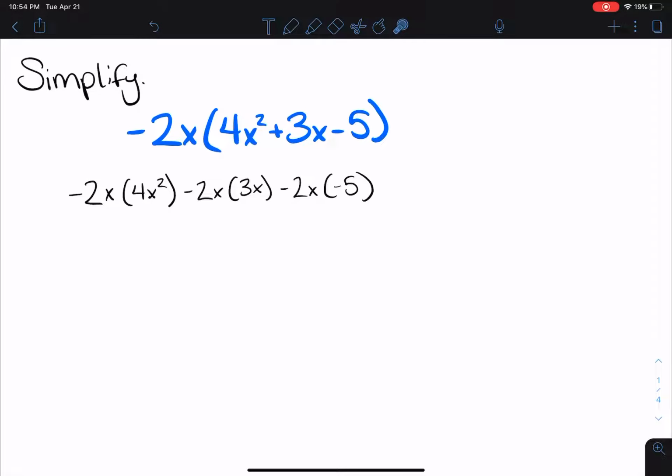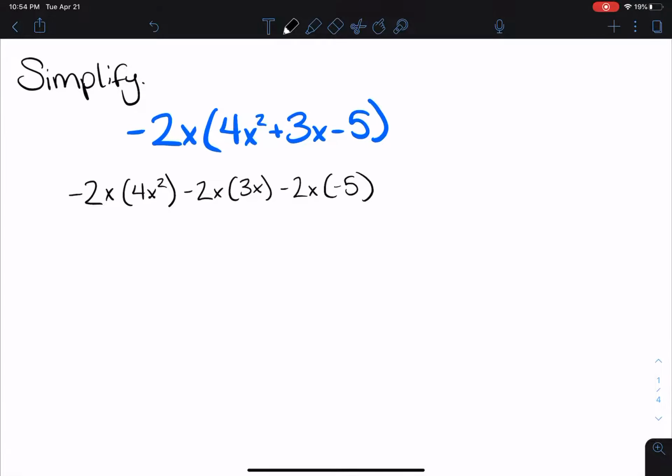So I'm just distributing this. That times this. Here we are. That times this. Here we are. That times this. Here we are. Okay, so we've distributed all. So now we're going to simplify each of these terms.